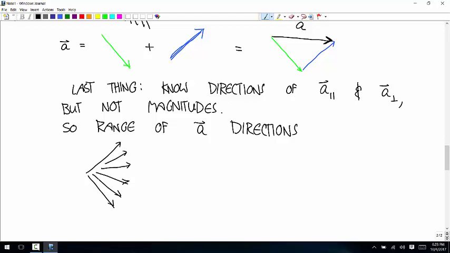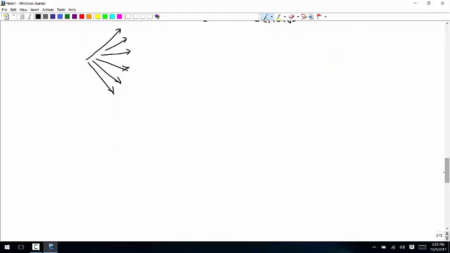So the acceleration could be anything in this quadrant. It can't be anything outside of that. Okay, let's do another one.